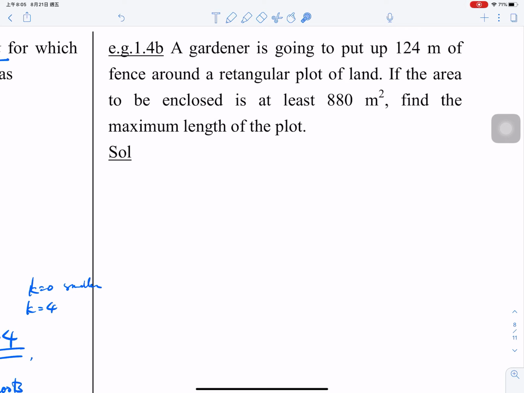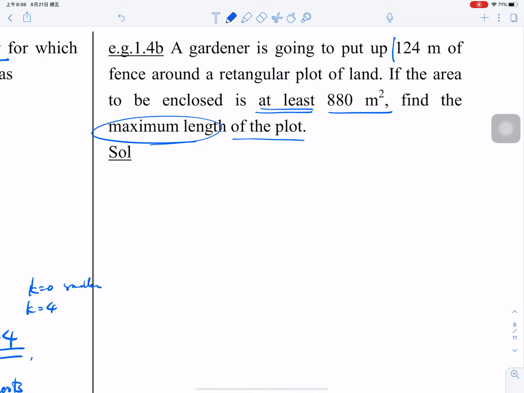1.4b. A gardener is going to put up 124 meters of fence around a rectangular plot of land. If the area to be enclosed is at least 880 meters, find the maximum height of the plot. Okay, so you see, this time we'll have this kind of terms or words. That means inequalities.